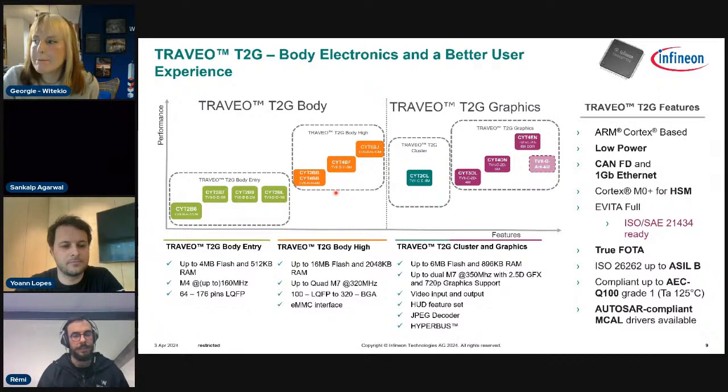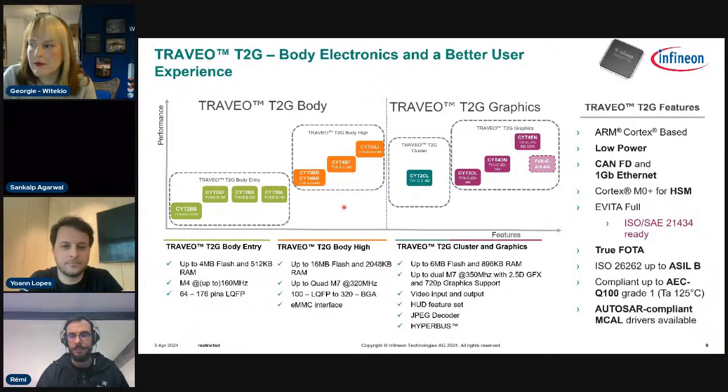Looking first at the Traveo body family, we have Traveo body entry, which is based on Cortex-M4. This family supports up to 4 megabytes of flash, 512 kilobytes of RAM, and of course, different pin configurations. And just to let you know, the whole portfolio of the Traveo family is scalable. Basically, there is pin-to-pin compatibility.